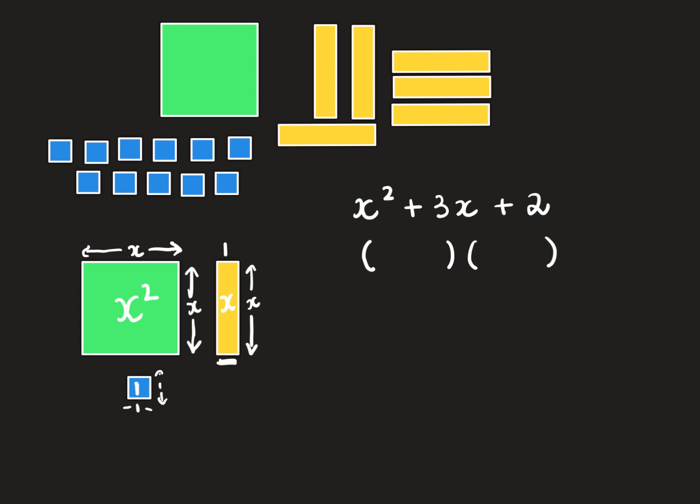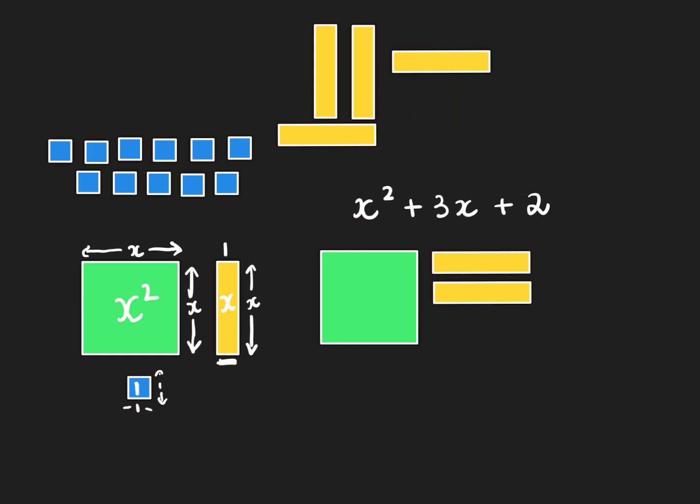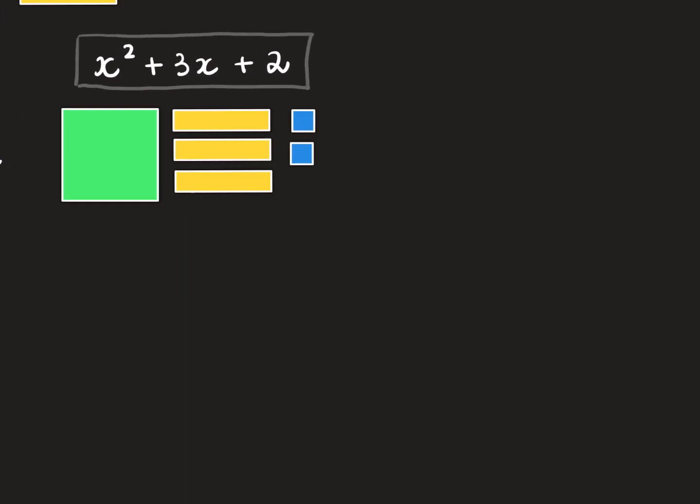Now what I'm going to do next is visualize this expression, x squared plus 3x plus 2, using these algebra tiles. So for x squared, I've got one of these green ones. For 3x, I've got 3 of these yellow ones. And to represent the number 2, I've got 2 of these blue ones. Now you'll remember that I said I want to turn it into a multiplicative expression.